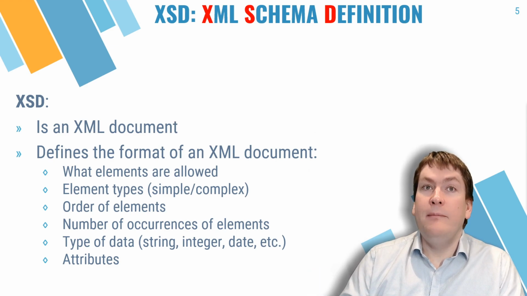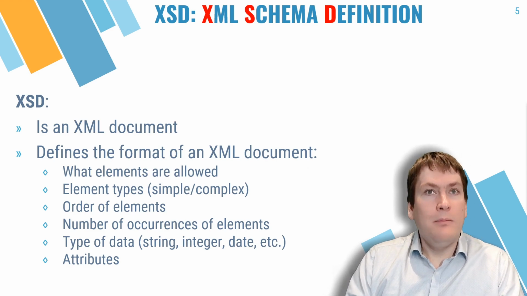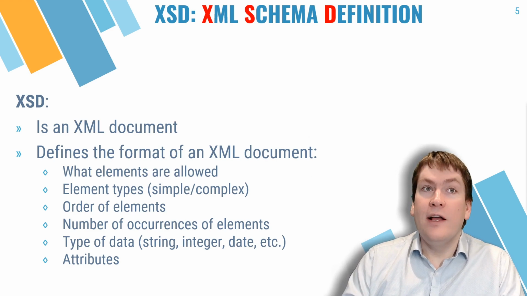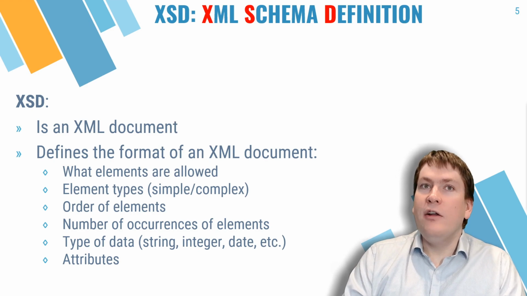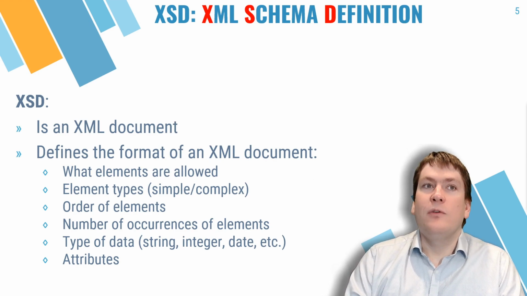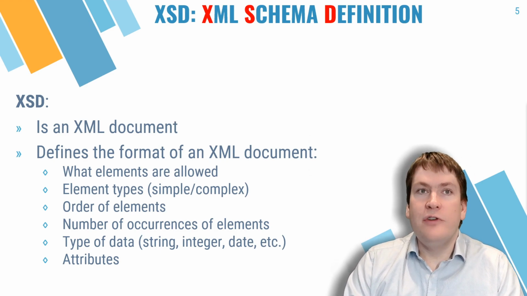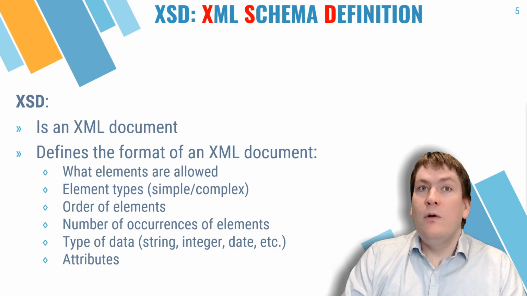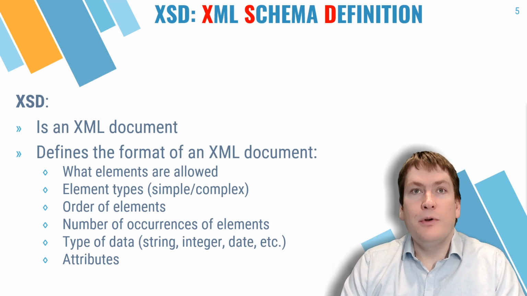Is it a complex element? Remember, simple element is an element that only holds data, while a complex element is one that can hold other elements. It also can enforce the order of elements in your file, the number of occurrences of those elements, and what kind of type of data they can store. Can this element store an integer for doctor ID? Can it store a string, maybe for patient address or patient name? Or can it store a date, like the patient's birth date?